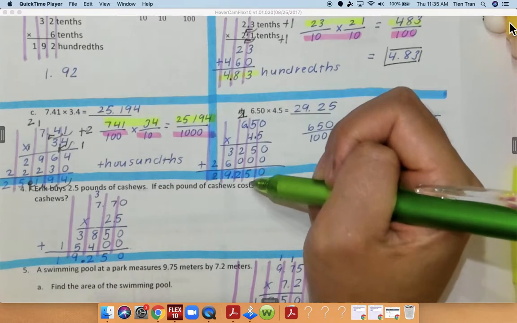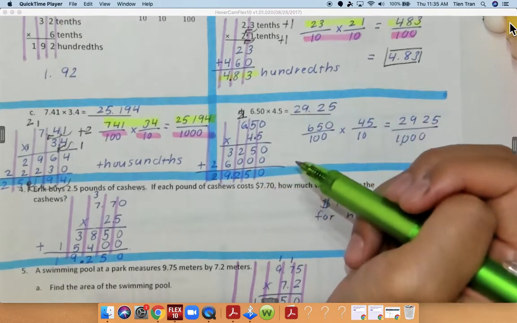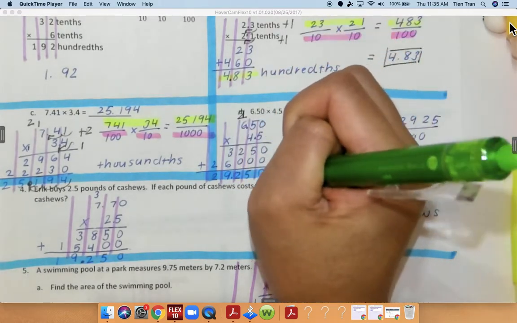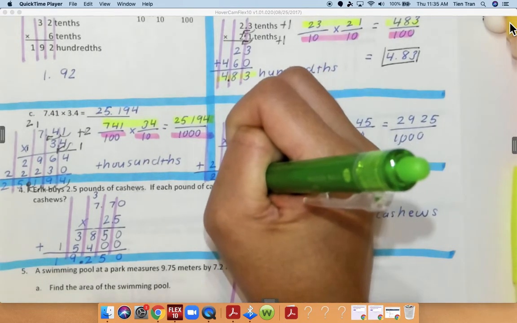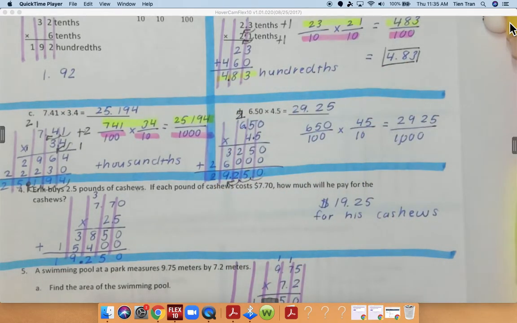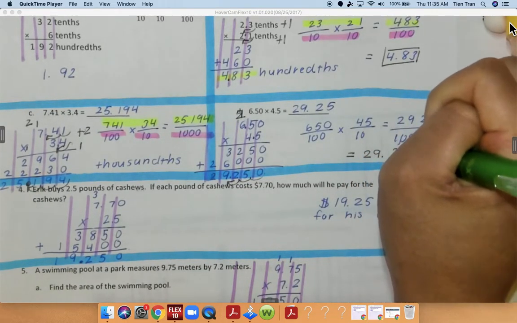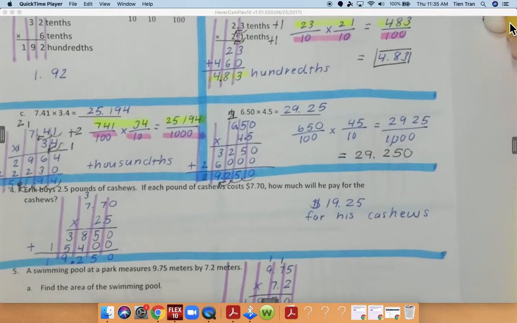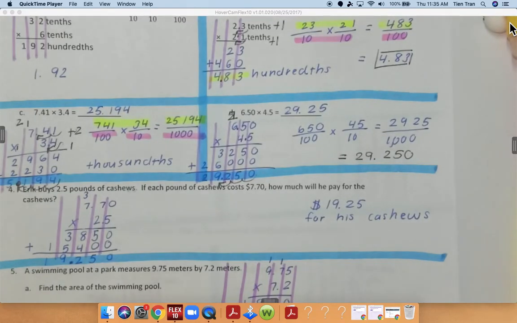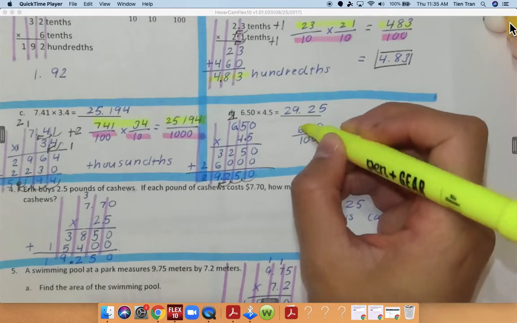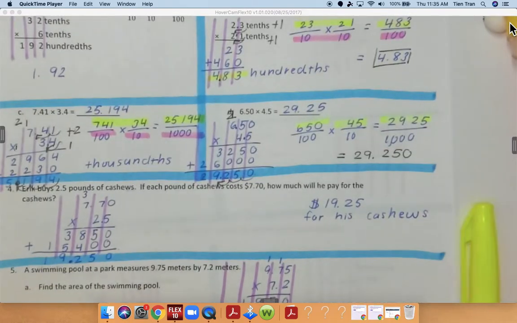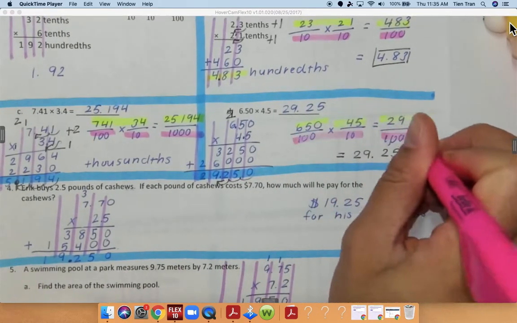Add everything together and you get 29.25. Don't forget to move your decimal over 3 times. 1, 2, 3. So your answer is going to equal 29 and 250 thousandths, or 29 and 25 hundredths. I'm going to highlight this so you can see what I did there for the fractions.